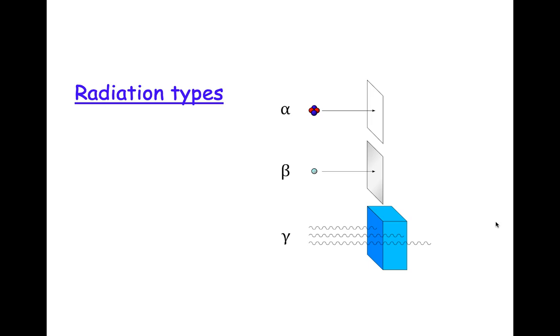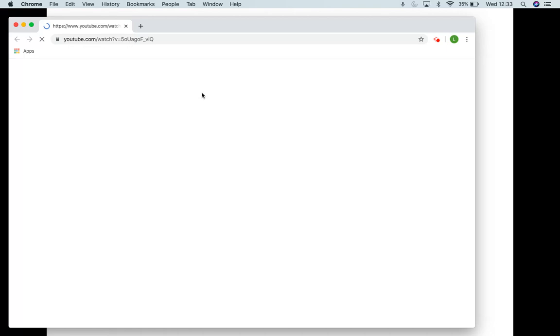Now there are three different types of radiation. Top one is alpha, then we have beta, and then we have gamma. Now we're just going to watch a video on the three different types.